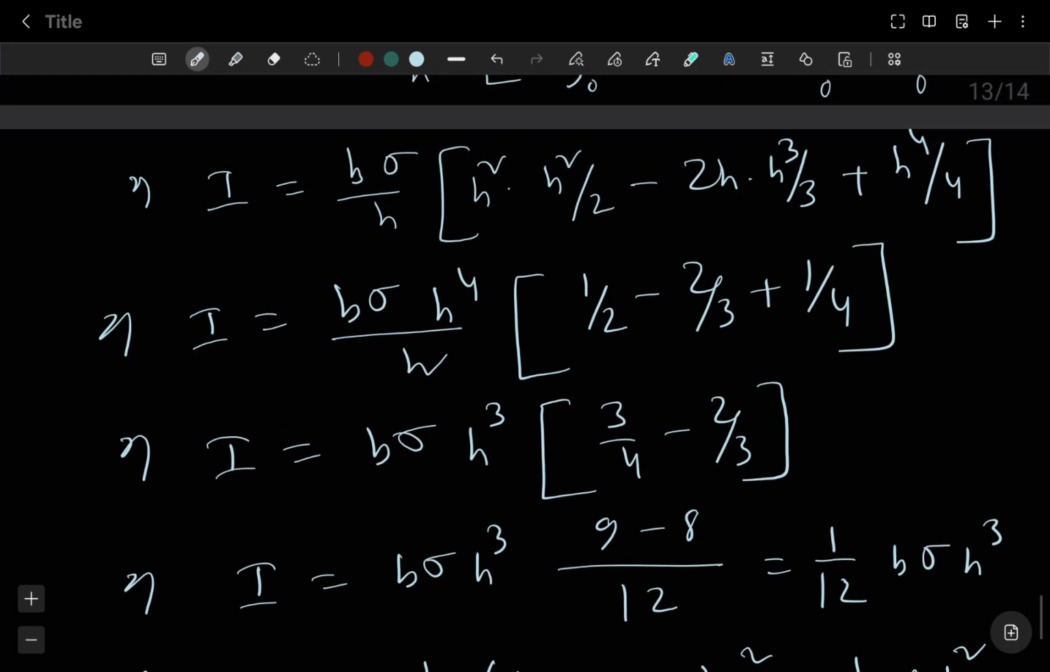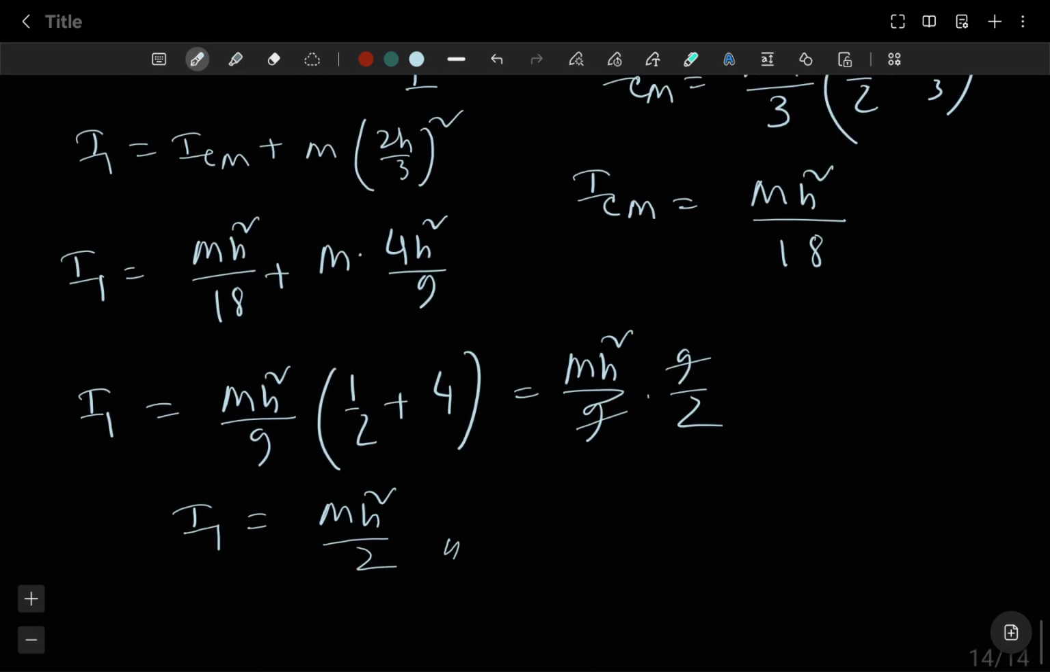Now it's your homework to make a table of moment of inertia of different objects about different axes.